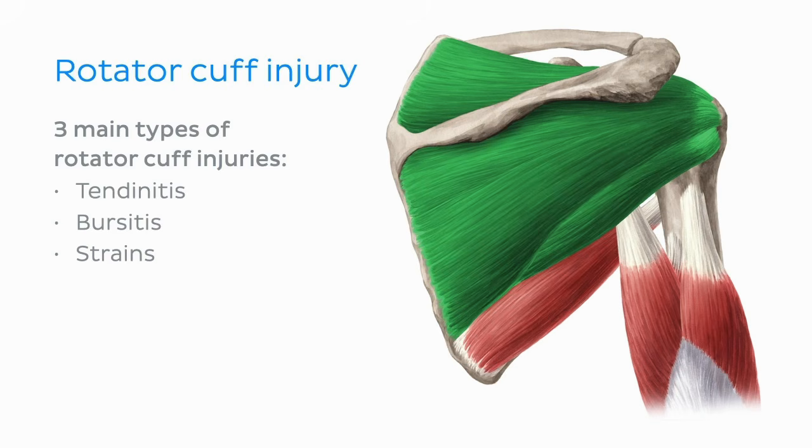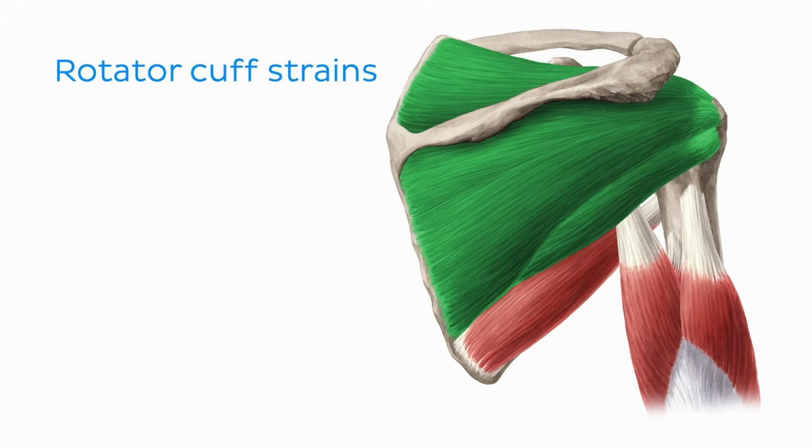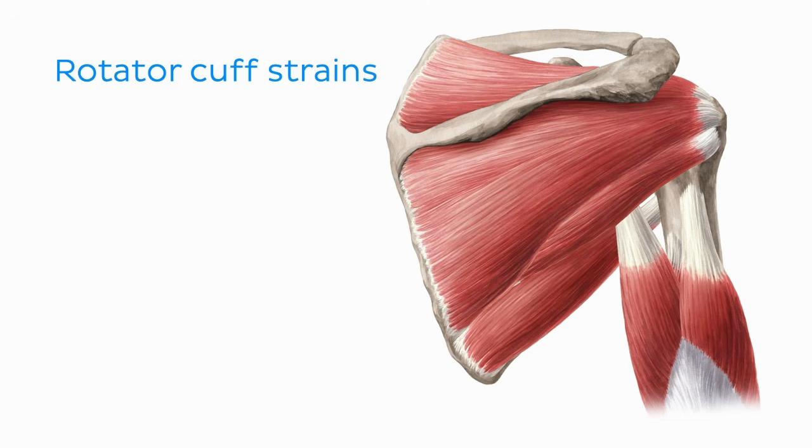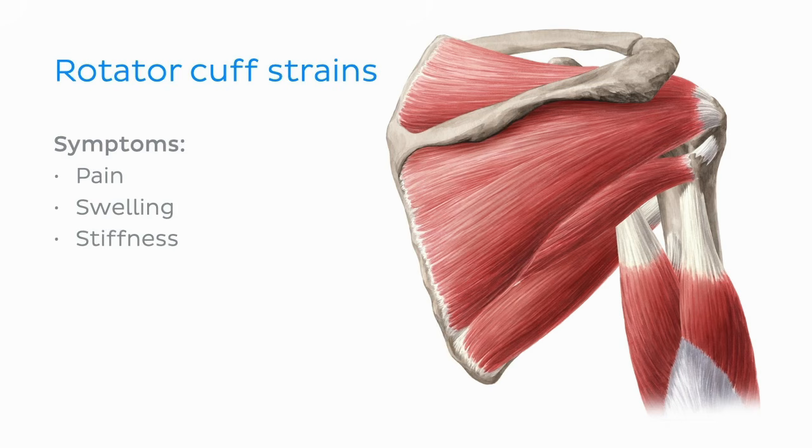Today we're going to be focusing on strains. A rotator cuff strain occurs when the tendons of the rotator cuff muscles become overstretched or torn. Symptoms of the rotator cuff strain include pain on lifting or rotating the arm, swelling around the shoulder and shoulder joint stiffness. Strains are usually caused by overuse of the rotator cuff or may occur from acute trauma to the shoulder joint.